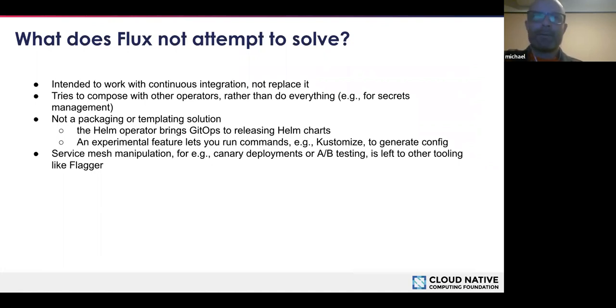Another example is secrets management. The idea being that if you're using sealed secrets, for instance, Flux will create the resources for you, but then it stops there and lets sealed secrets or whatever other operator take over. We're not trying to be a packaging or templating solution. What we're trying to do, as with the Helm support, is work with those solutions to extend their reach to Git and make them declarative where necessary. And similarly, Kustomize, which is on its way to becoming part of core Kubernetes. And we're also not trying to do sophisticated rollouts or really sophisticated continuous deployment. That is better done, at least in concert with other tooling like Flagger, Istio, and so on.